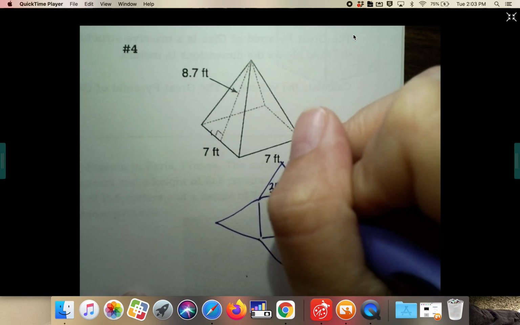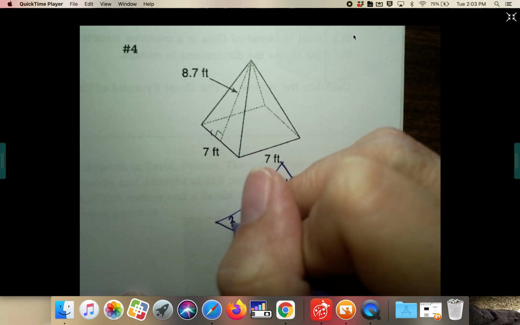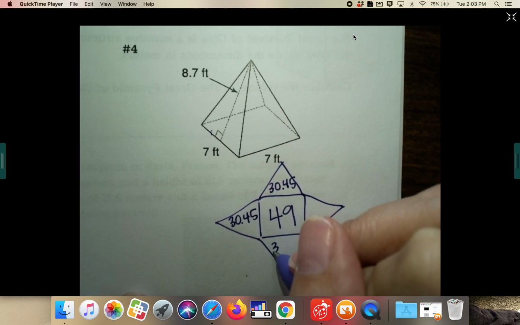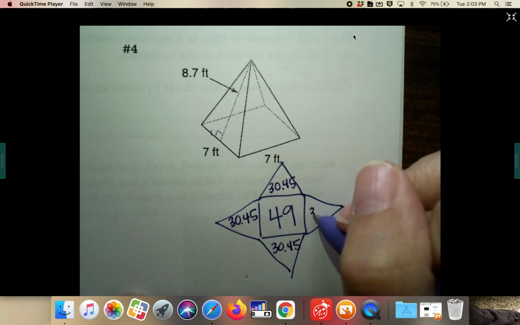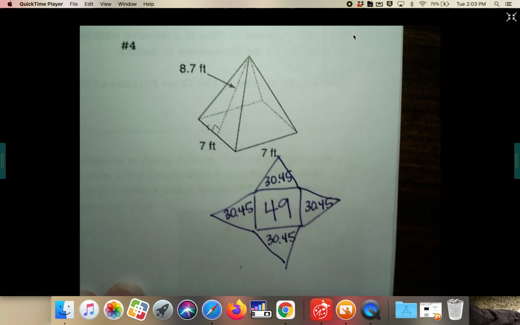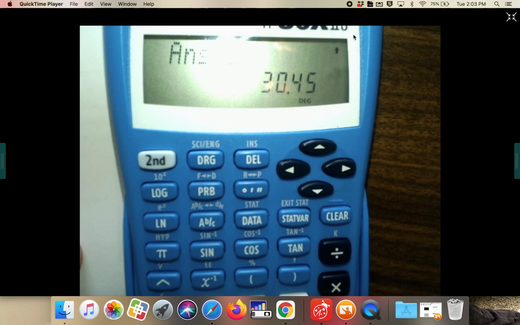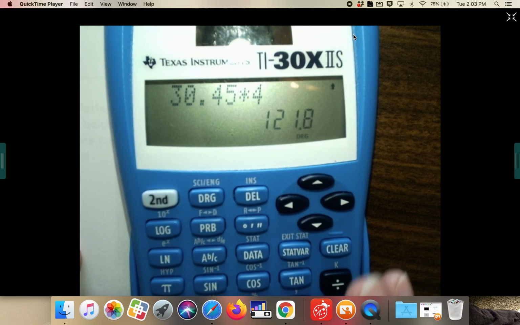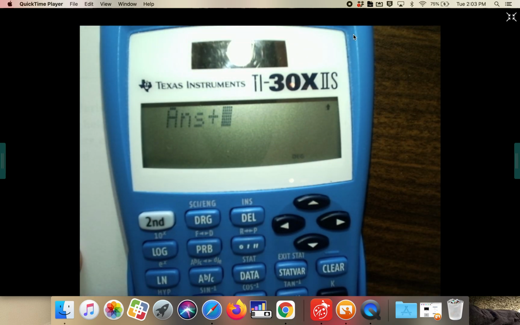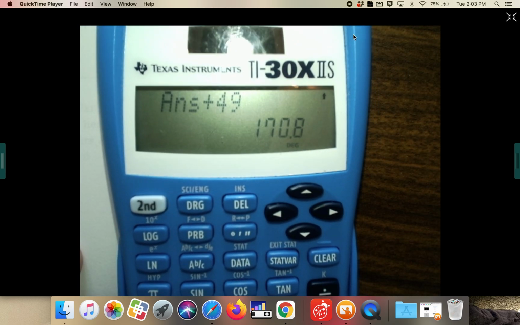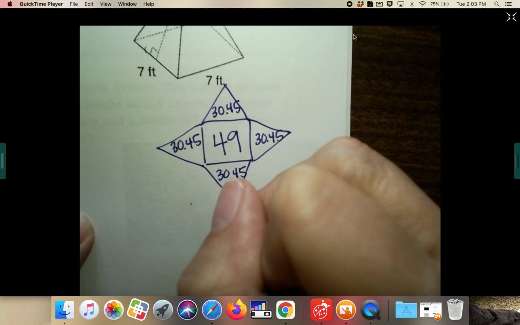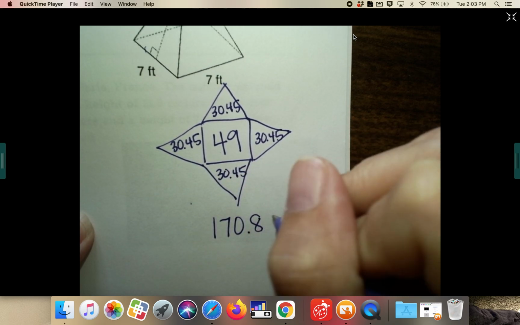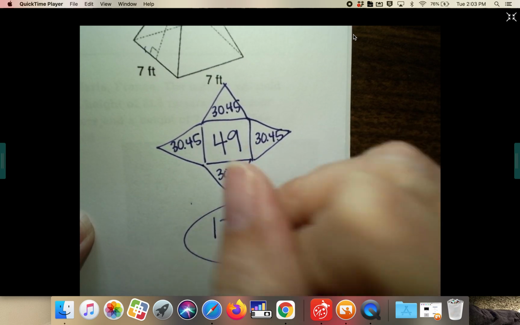So 30.45, 30.45, 30.45, 30.45. All right, add them all up. We've got 30.45 times 4 of them, 121.8 plus our 49. So 170.8 should be your feet squared, your total surface area.